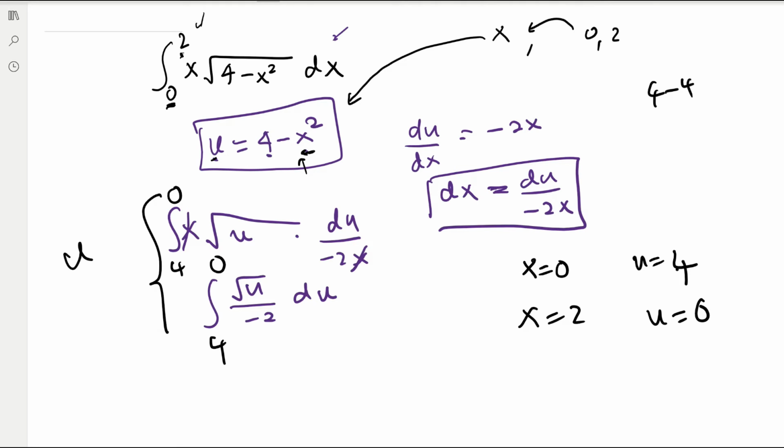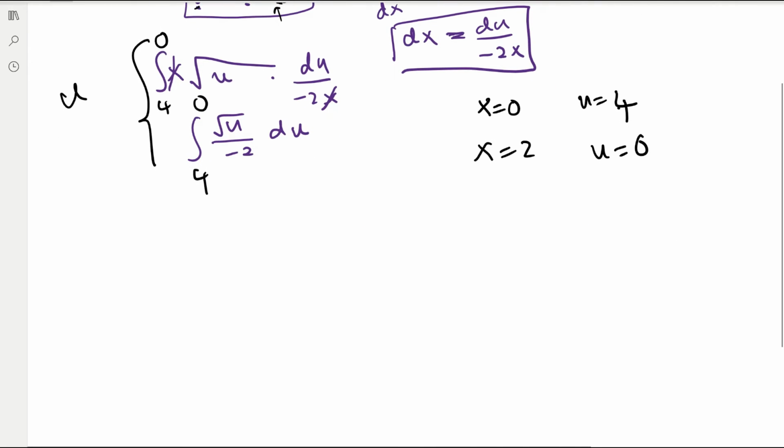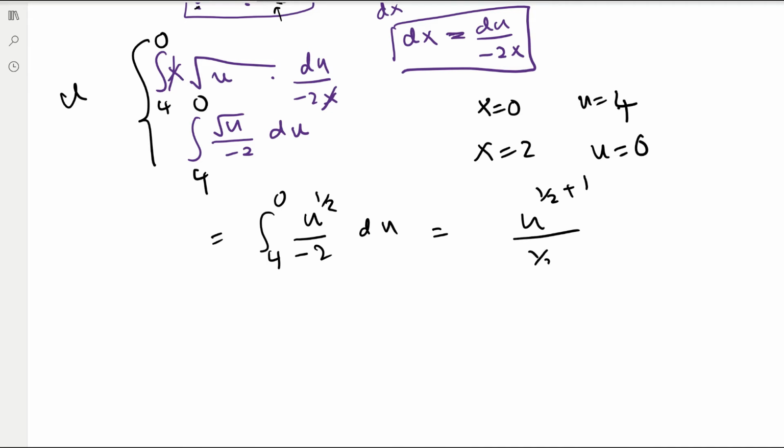And that's very important. You can see the limits changed when you're going from x to u. Now we can integrate. So from 4 to 0, square root of u is u to the half, over minus 2 du. If you integrate u to the half, you get u to the half plus 1 over half plus 1. And also don't forget you have minus 2 in the denominator, and you're integrating from 4 to 0.